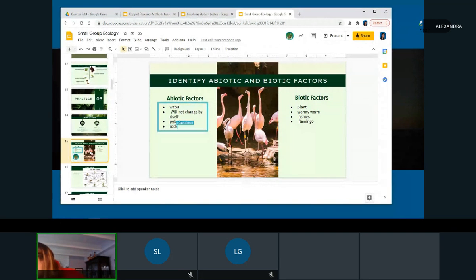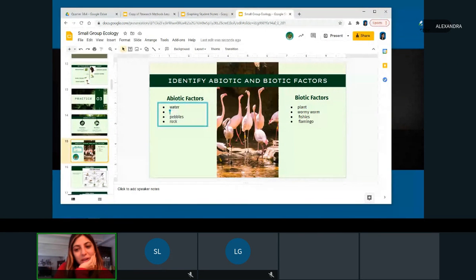Those are not trees, they're like rocks, but what do you think would be in that soil? Do you think there would be any sort of living thing for our flamingo friends? Good. Rocks, pebbles, water. Good. What else is telling you about this picture? You can see a little bit of dirt. Good. What else in this picture can you tell?